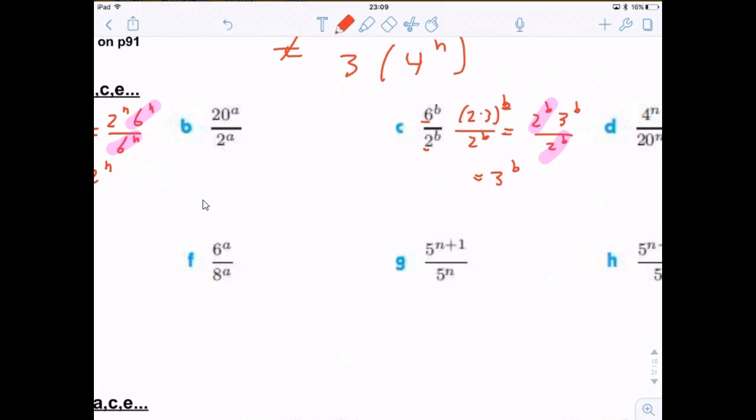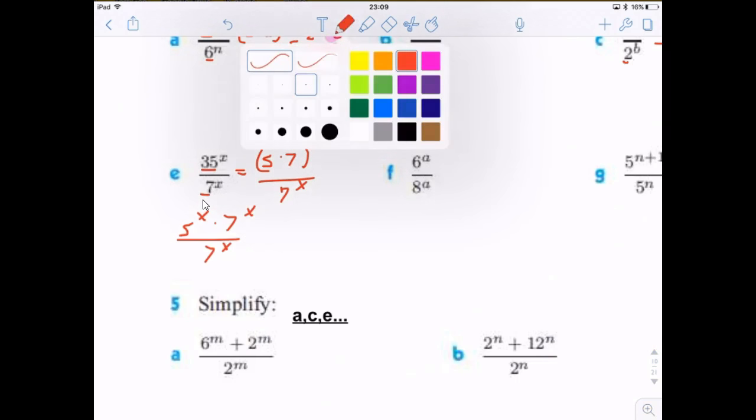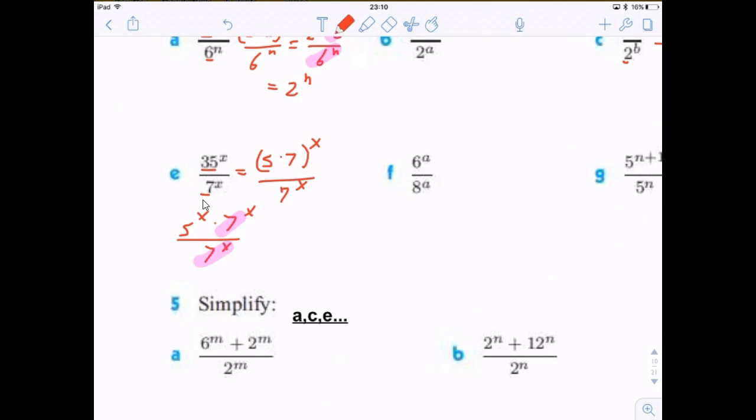All right, moving on to E. 35 and 7 look related. 35 is actually 5 times 7, right? So we'll do (5 times 7) to the x divided by 7 to the x. So that's 5 to the x times 7 to the x divided by 7 to the x. 7 to the x's cancel out, and we're left with 5 to the x.